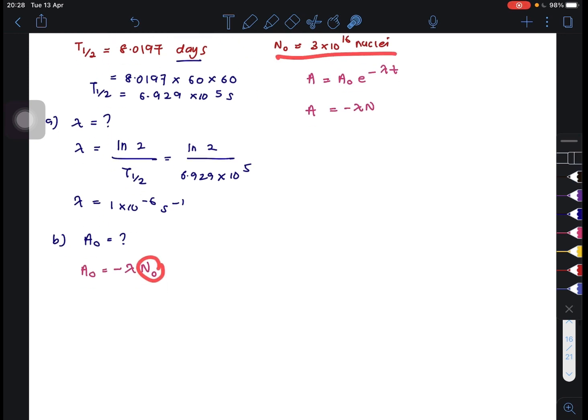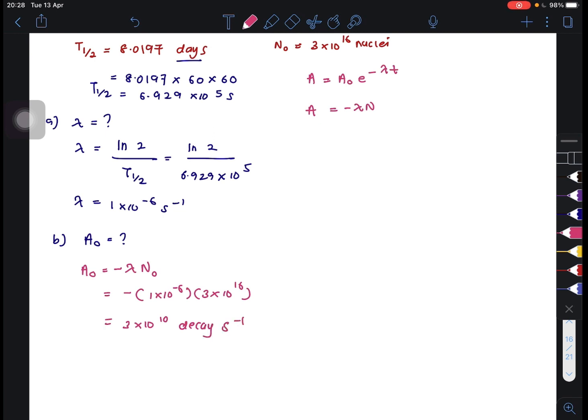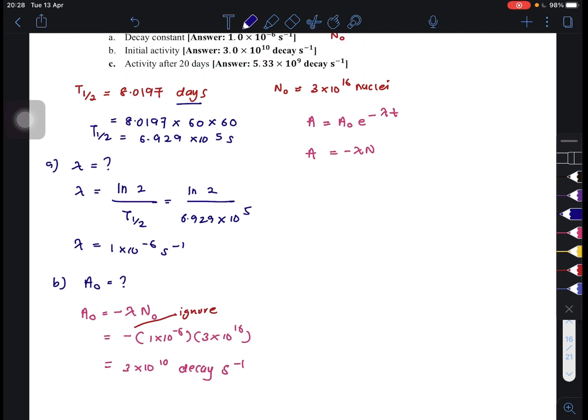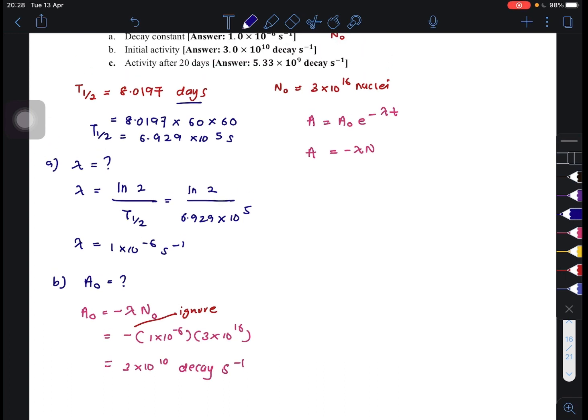So ada given, so just masukkan sahaja lambda is 1 exponent negative 6, and then 3 exponent 16 nuclei. So A0 is equal to 3 exponent 10 decay per second. So negative dekat sini you just ignore. Okay, so that one is for question B, and then question C, activity after 20 days. Okay, so now dia bagi condition dekat sini.